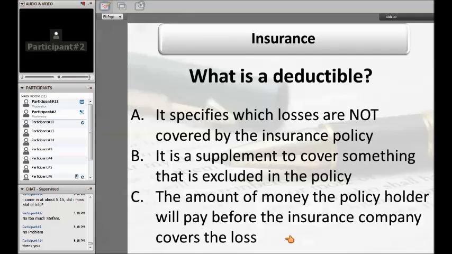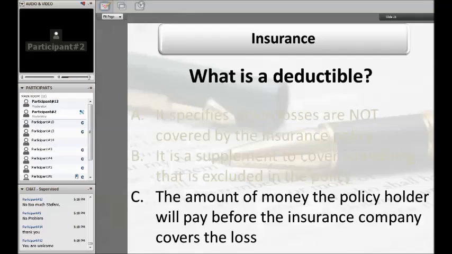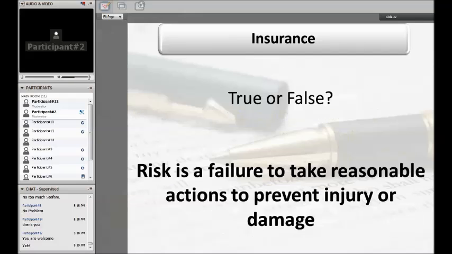I've got 2 for C. How about everybody else? 4. 6. We got 6 for C and 1 for B. Let's see. You guys are really doing well tonight. You got it. It's C. The deductible is the amount of money that the policyholder will pay before the insurance company covers the loss. Fabulous, guys.